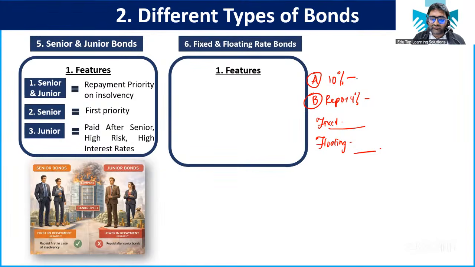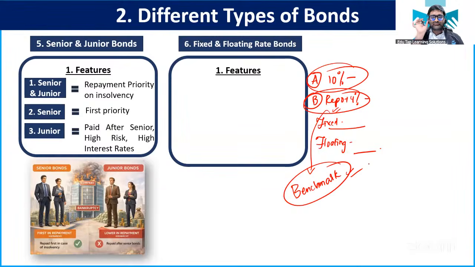Yes, A is a fixed rate because 10% interest is something that is fixed, while in the second case, the interest rate is always linked to some benchmark. Okay, what is this called? This is called a benchmark, right? Benchmark in the sense this is some interest rate which is very much prevalent in the economy.